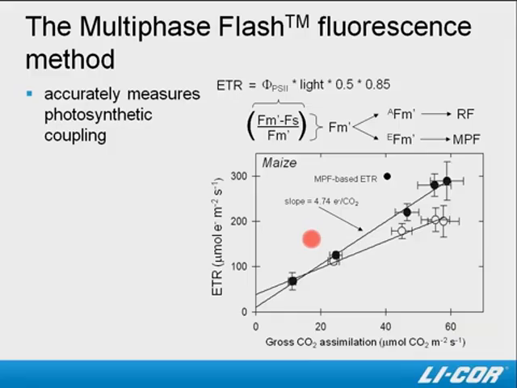In contrast, the open spheres correspond to the data in which electron transfer was based on rectangular flash methodology. And what you can see is that the slope of a linear fit of that data set was 2.94 electrons per CO2, which is essentially meaningless. For those of you who are familiar with making these sorts of comparisons, at least in maize, the absolute minimum number of electrons per CO2 is about 4.7. And so what these combined data imply is that underestimation of Fm prime by traditional methodology can result in an erroneous estimate of photosynthetic coupling. And more importantly, that this problem can be overcome by use of multiphase flash methodology.